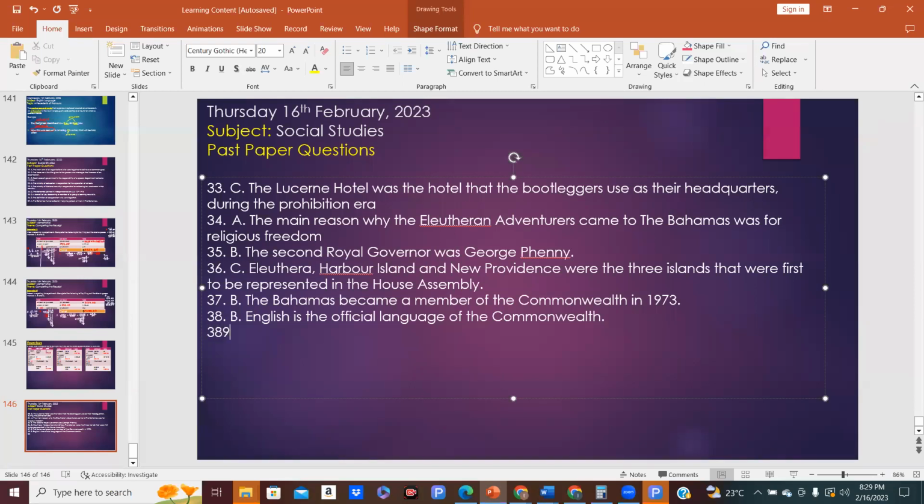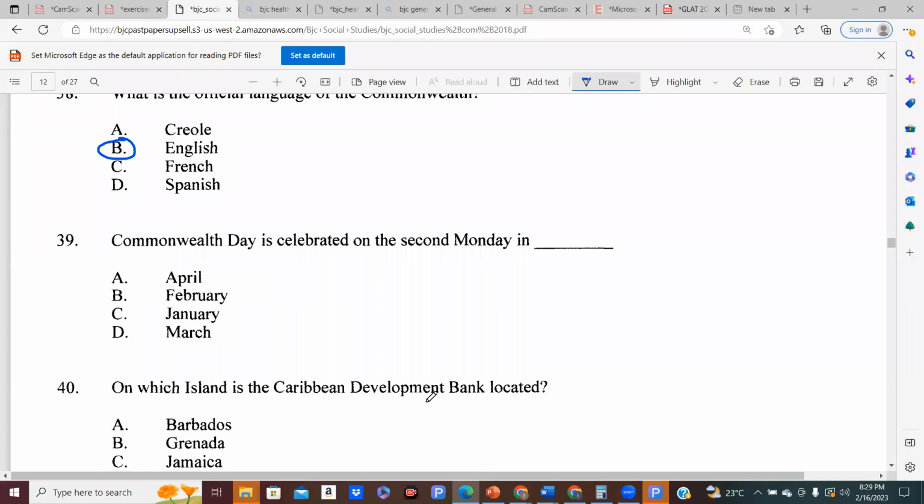Number 39. It's our last one. Then I'm going to ask you to send in your notes. It's a good question. Serenity, can you read number 39? Commonwealth Day is celebrated on the second Monday in A, April, B, February, C, January, D, March. Very good. What's your answer for that? Serenity, what do you think? Which month is Commonwealth Day celebrated? Is it March? It is in March.